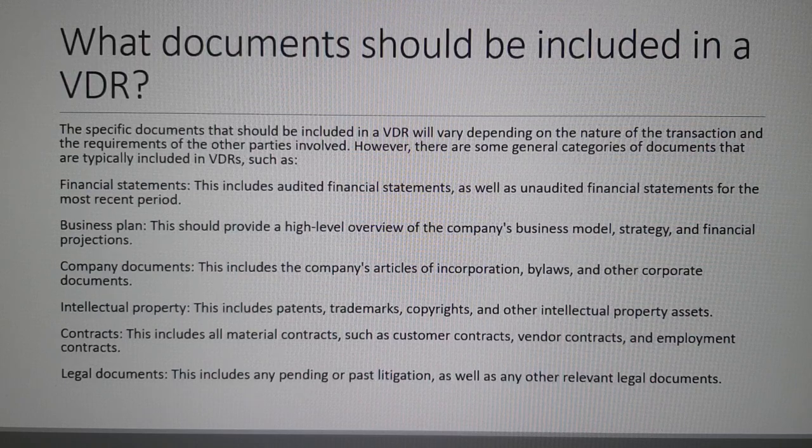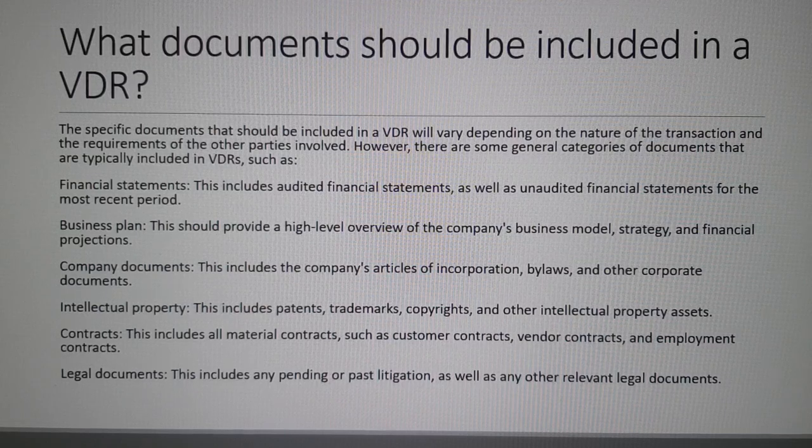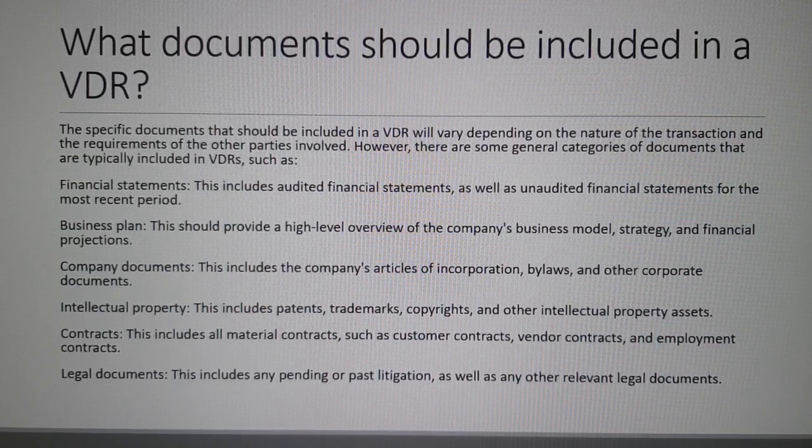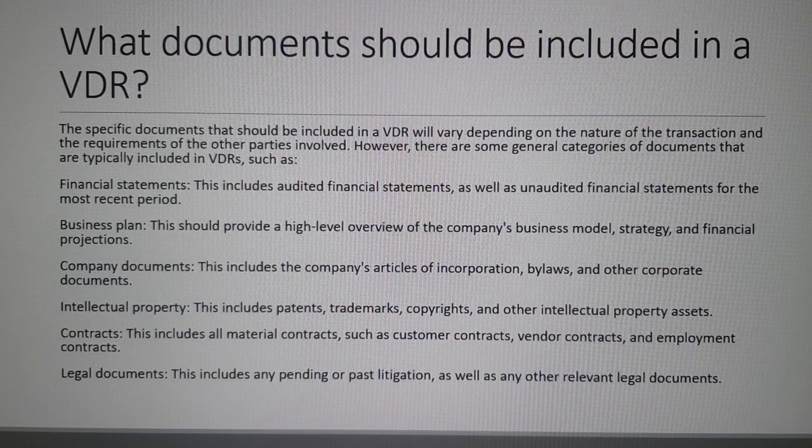bylaws, and other corporate documents. Intellectual property. This includes patents, trademarks, copyrights, and other intellectual property assets. Contracts. This includes material contracts such as customer contracts, vendor contracts, and employment contracts. Legal documents. This includes any pending or past litigation as well as any other relevant legal documents.